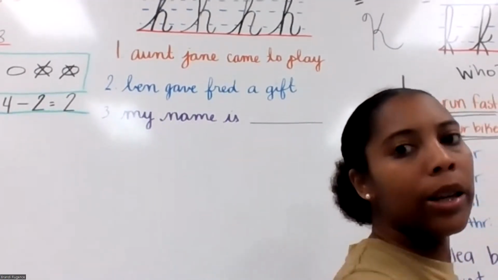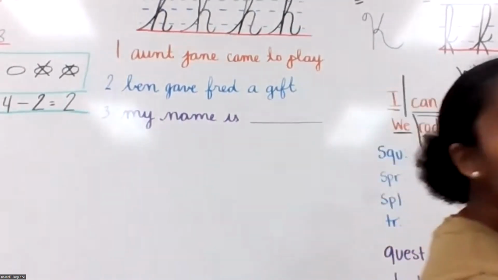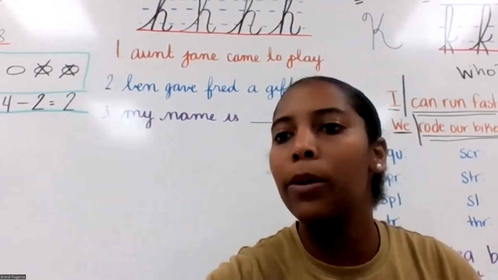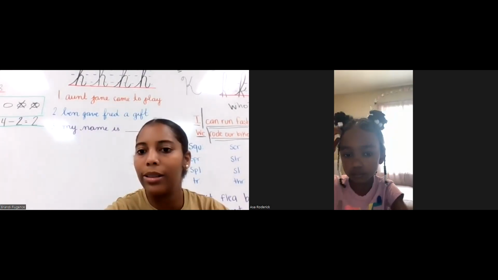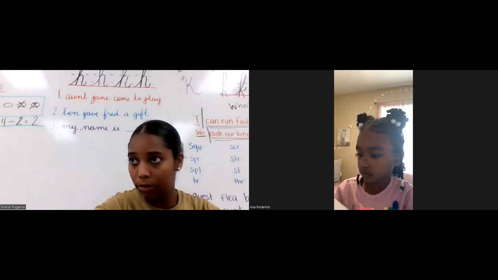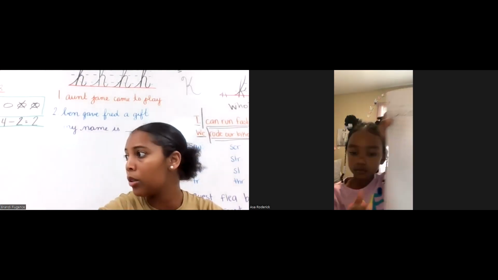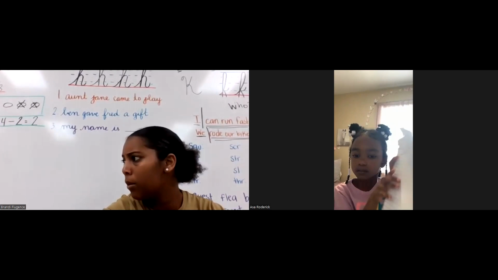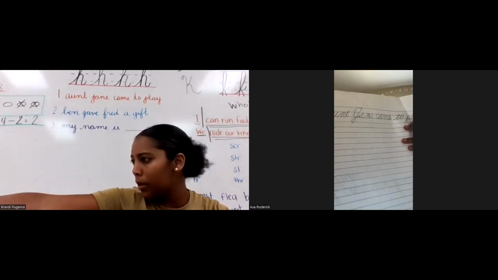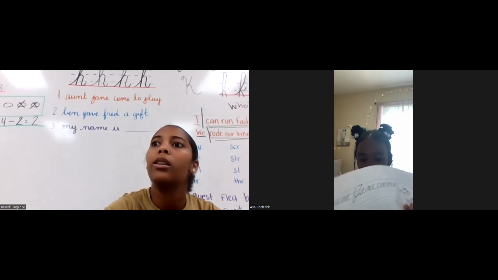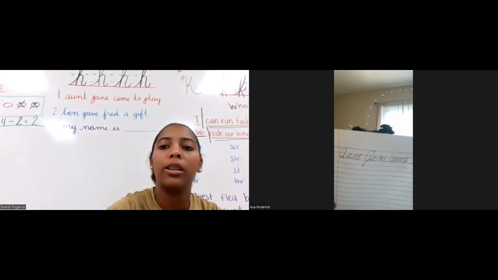All right, let me look at your sentence, Asa. Let's see if we capitalized everything we were supposed to capitalize. Okay, David, thank you. Cairo, we're missing something on the end. We're missing a capital letter. We're missing something on the end.